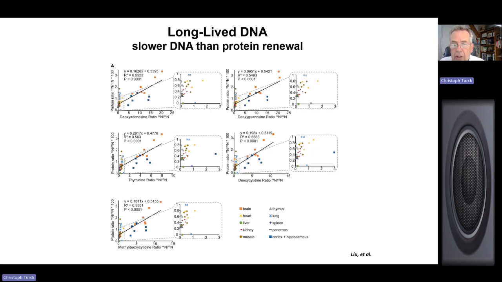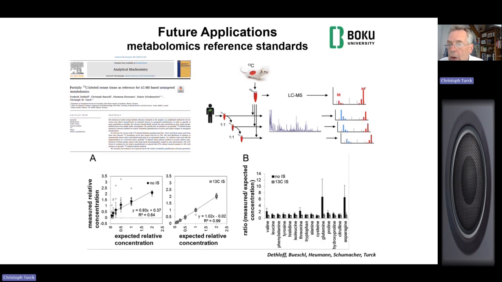I'm going to skip this long-lived DNA and move right along to what we now think of doing, or have already done to some extent. The SILAM tissue is so valuable. There are probably many more applications, not just protein identification or quantification and protein turnover. There's probably a lot more you can do with it. And one area that also needs reference standards is metabolomics.